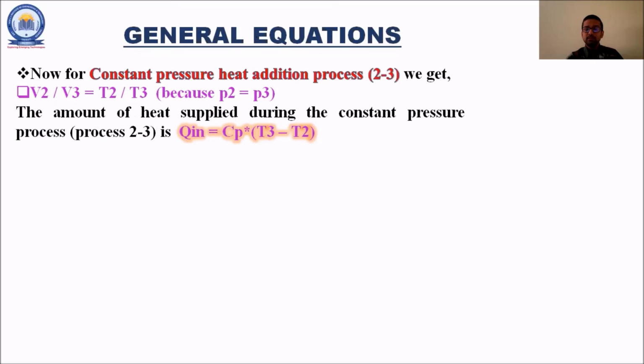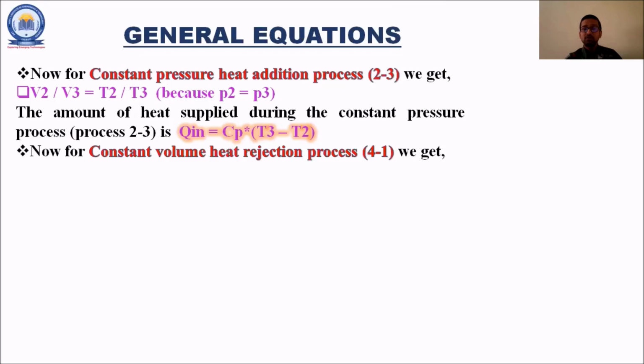The amount of heat supplied during the constant pressure process, that is process 2 to 3, is Q in equal to Cp (T3 minus T2). Remember friends, the mass of the working fluid, that is air, we have considered to be 1 kg, so I have not mentioned the term mass in this equation.